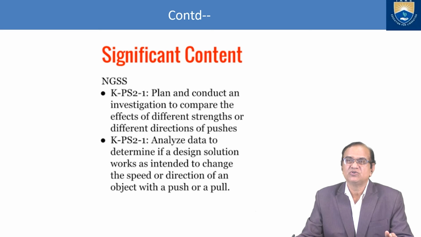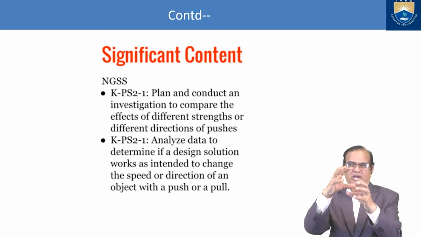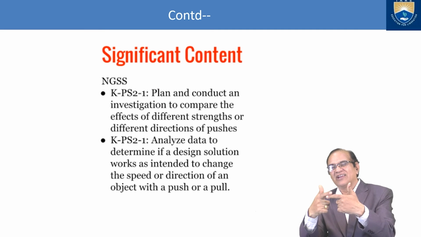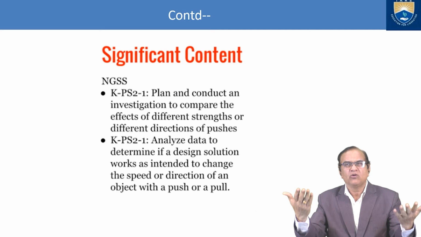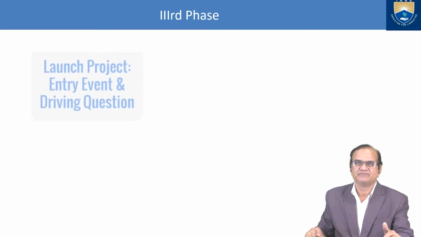Analyze data to determine if a design solution works as intended to change the speed or direction of an object with a push or a pull. So you can make one paper turbine, put this thing and see how much it is turning. And if you are making it with this direction or different angles, you can make it and demonstrate this. It is a very simple thing.